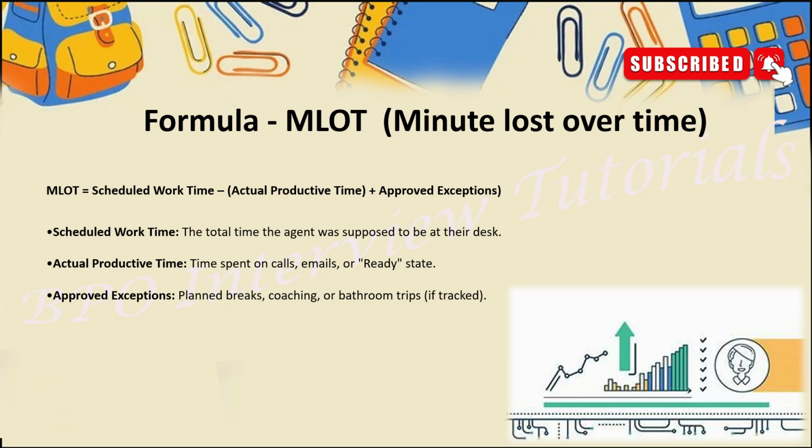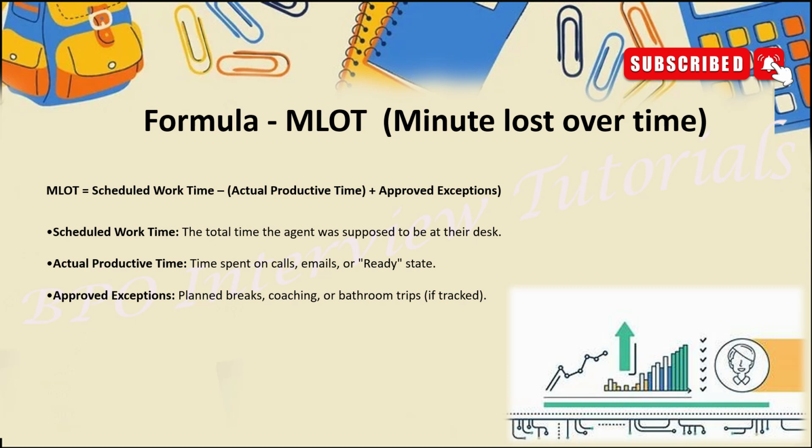It is divided again into three: one is scheduled work time, then actual productive time, then approved exception. So first we have to add the actual productive time plus approved exception time. Whatever result we get, we have to subtract that from the scheduled work time. Okay, so that is the formula for the MLOT, minute lost over time.